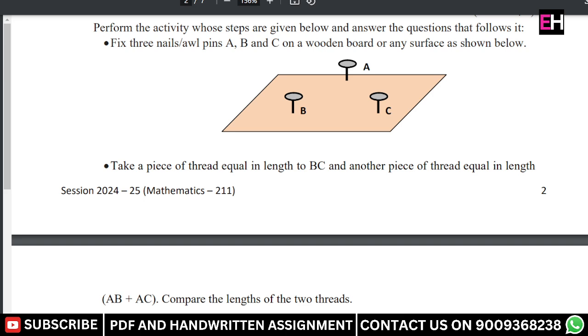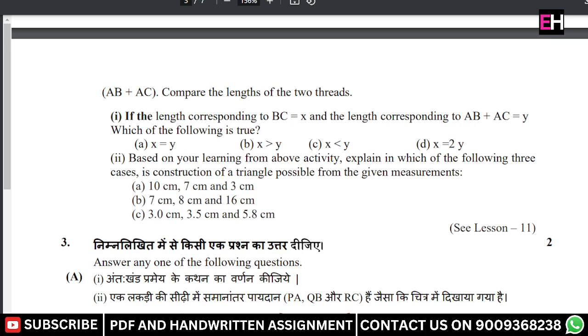Now the question is: perform the activity whose steps are given below and answer the question that follows it. Fix three nails with pins A, B, and C on a wooden board and over any surfaces as shown below. Take a piece of thread equal in length to BC and another piece of thread equal in length to AB plus AC. Compare the length of the two threads. If the length corresponding to BC is equal to X and the length corresponding to AB plus AC is equal to Y, which of the following is true?